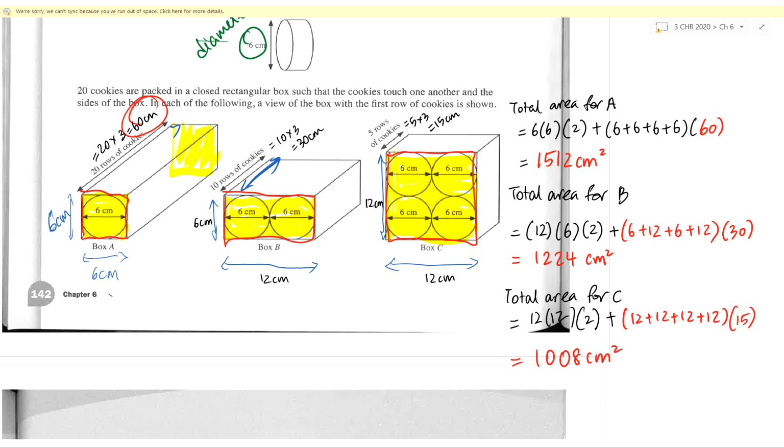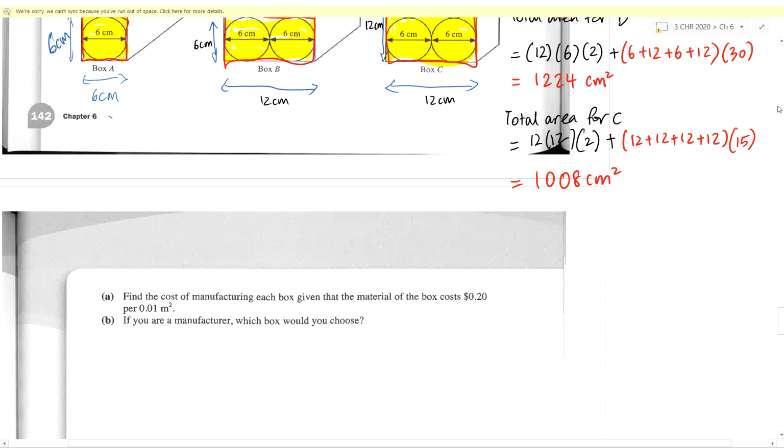But they told us that the cost is calculated per 0.01 square meter. Okay, the units are in square meters, but our units over here are all in square centimeters. So we need to do a conversion. Exactly, divide by 100 squared. To go from cm to meters, we divide by 100. To go from square centimeters to square meters, we divide by 100 squared.